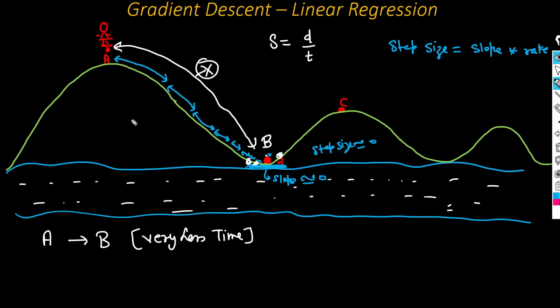Second method is that B can move slowly, right, and B can reach this point, but this will take lots of time. So B will also not use this. So in gradient descent, what method do we use?